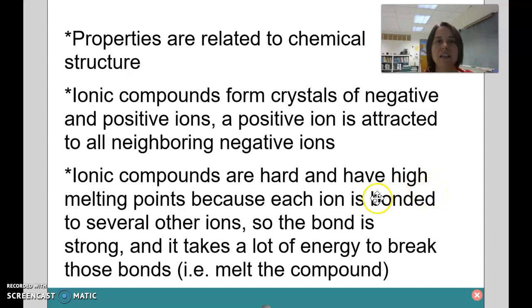Why? Because each ion is bonded to a bunch of other ions, so that bond is strong, and it takes a lot of energy to break those bonds. In other words, it takes a very high temperature to melt a solid into a liquid. So the fact that ionic compounds are solid at room temperature is because one ion is attracted to, let's say, 6 other ions. 1, 2, 3, 4, 5, 6.